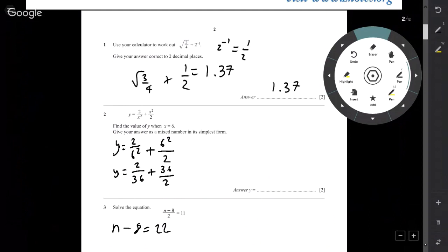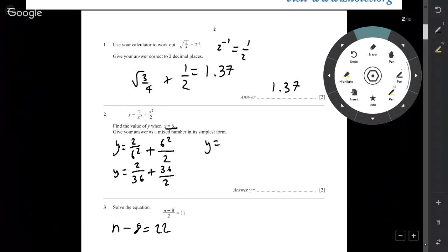Okay, next question. I've already done a bit of notes on this. So find the value of y when x equals 6. So all you have to do is substitute x equals 6 into this. So you know that y equals 2 over 6 to the power of 2 plus 6 to the power of 2 over 2. So times this out, 6 times 6, 36. 2 over 36 plus 36 over 2. We'll continue that over here.